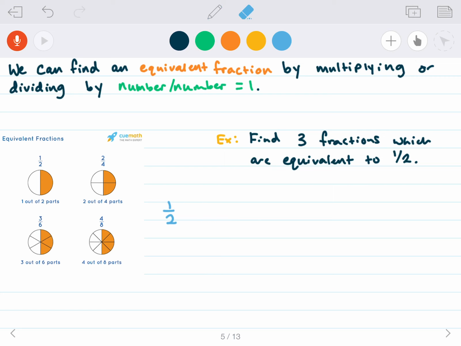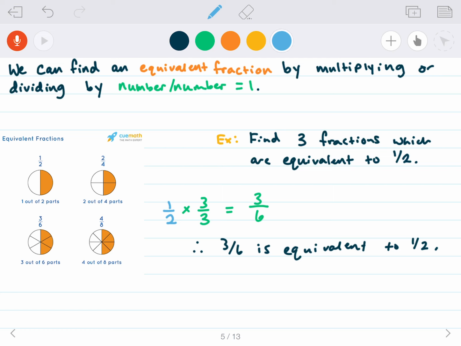So 1/2 times 3/3, aka 1. If we multiply straight across, 1 times 3 is 3, and 2 times 3 is 6. So therefore, 3 over 6 is equivalent to 1/2. So that's one of the equivalent fractions we found. And there's an infinite amount of numbers that we can multiply or divide by, right?